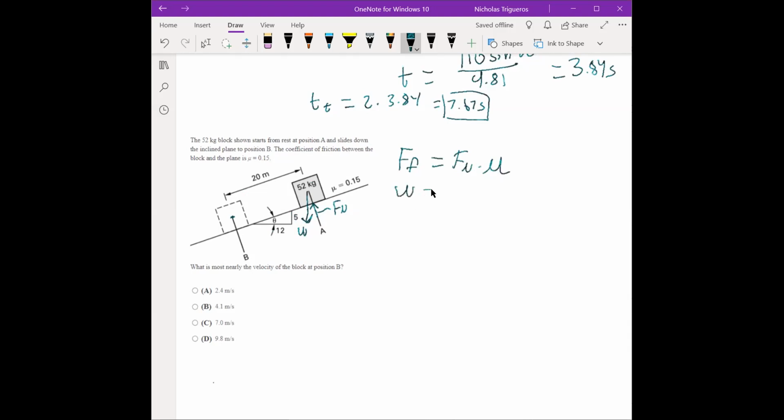We know weight is going to be mg sine theta. And we know the normal force is mg cosine theta. And we're going to have a mu for the friction. All right, cool. We have those defined. That's nice. We know what theta is going to be. It's 12.